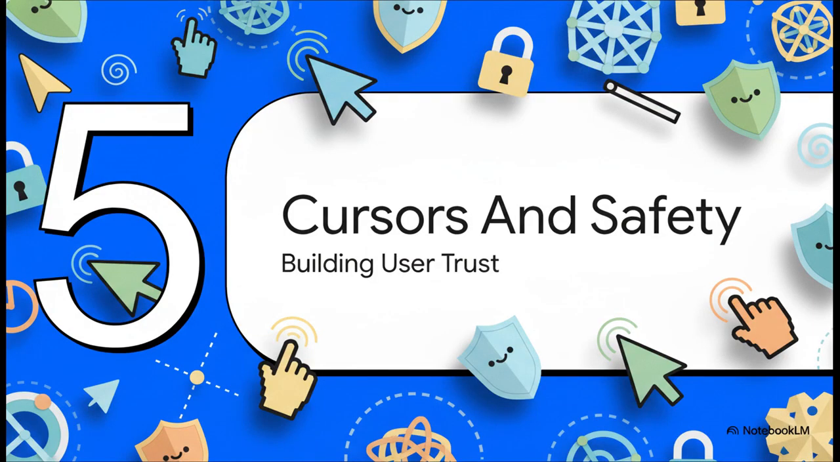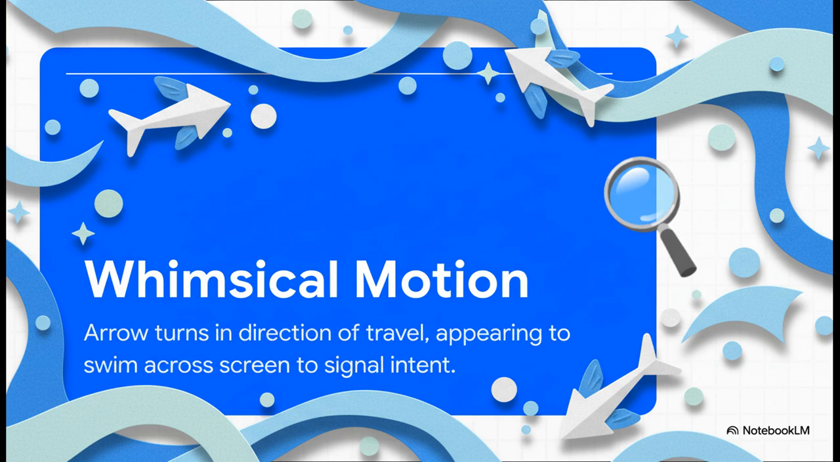Section 5. Whimsical cursors and safety. Building user trust. Giving an AI the keys to your computer obviously requires some really careful design choices. To make sure you know exactly what the agent is doing in the background, Codex doesn't just instantly teleport its cursor around. That'd be super confusing. Instead, it uses a unique secondary cursor with what they call whimsical motion. It features natural motion curves where the arrow physically turns in the direction it's traveling. It literally looks like it's swimming across your screen. This isn't just a fun little detail. It's a vital visual cue that clearly signals the AI's intent directly to you.